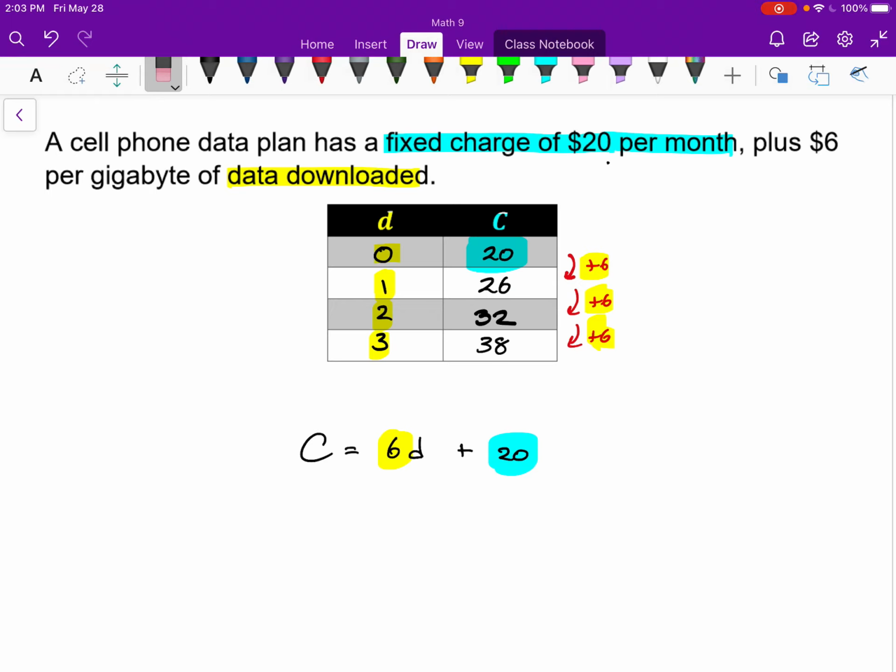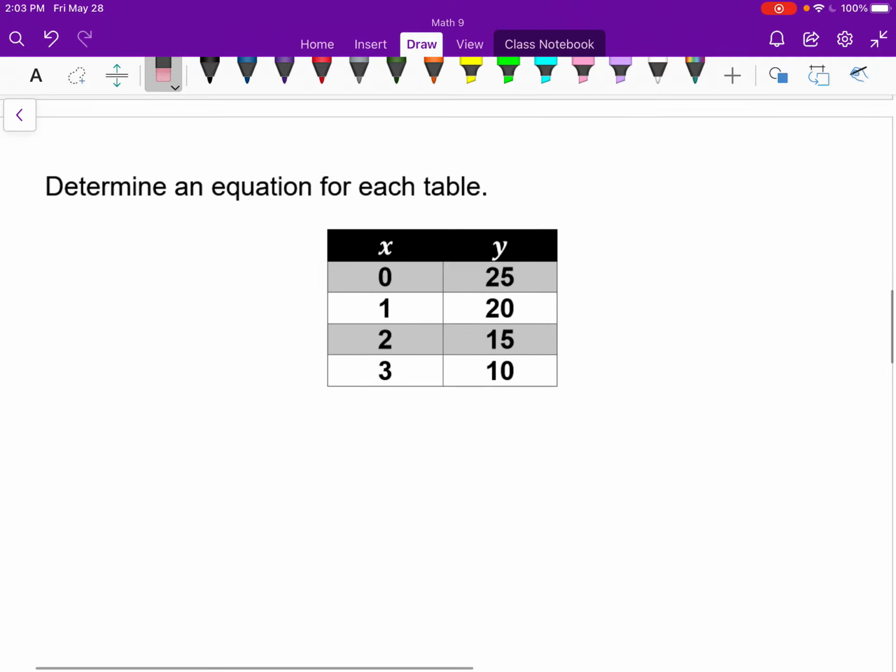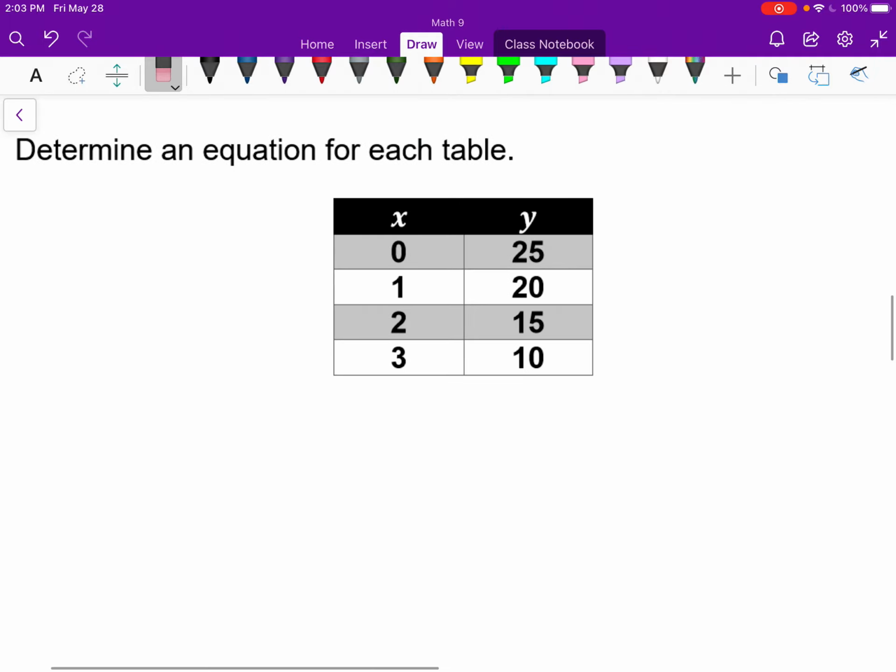So lastly, I want to focus on just some tables. And sometimes, depending on the values in the table, it can be quite readily apparent what the relationship is. Sometimes it's not. So I have 3 here. For this first one, I have the variables x and y. Nice, conventional, boring values, but easy to see.